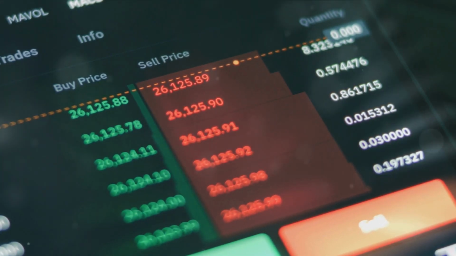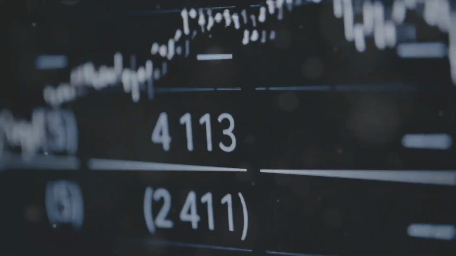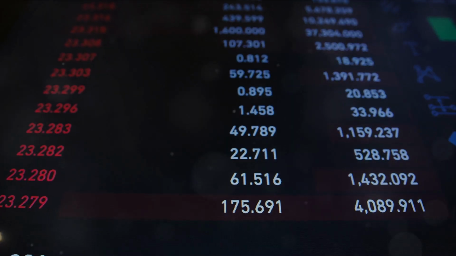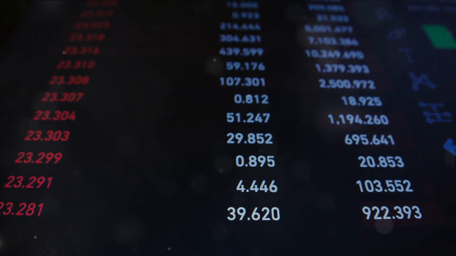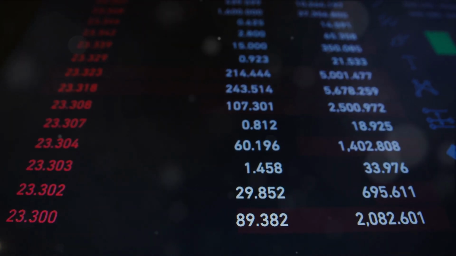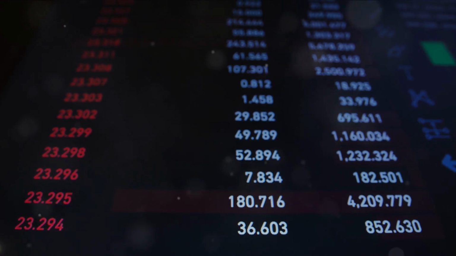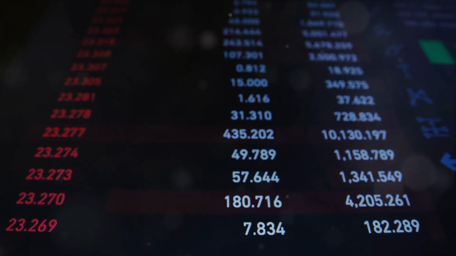Last but not least, we have the amount. This is the total value of the shares being sold. You calculate this by multiplying the quantity by the execution price. So, if you're selling 100 shares at $49 each, you're looking at an amount of $4,900.